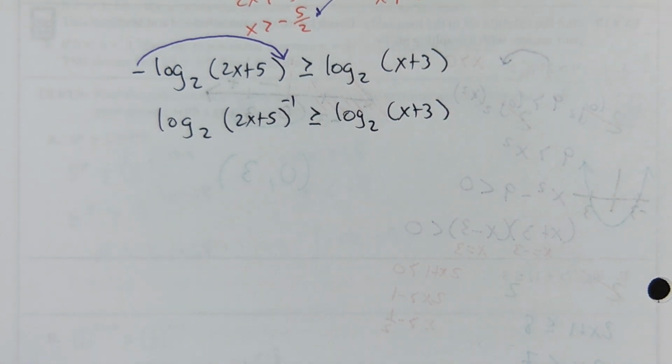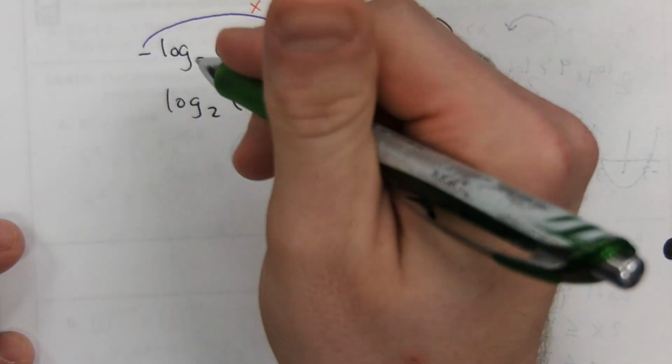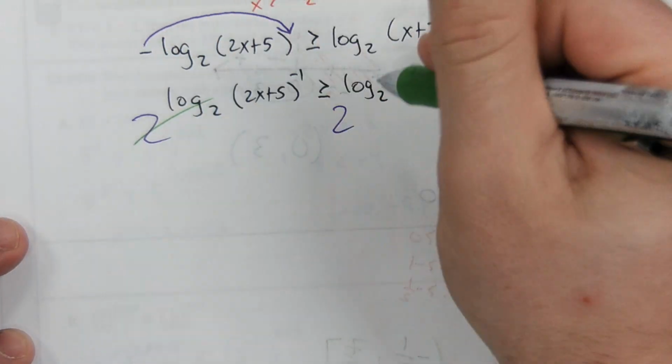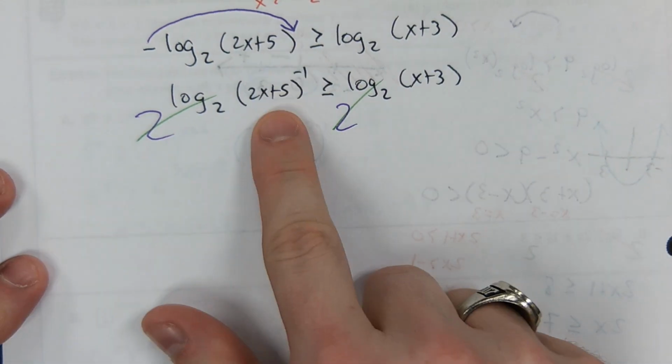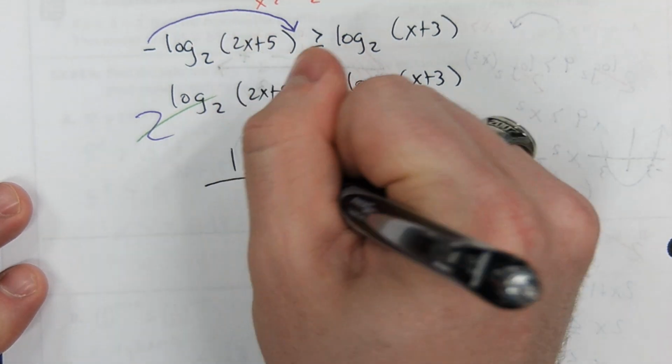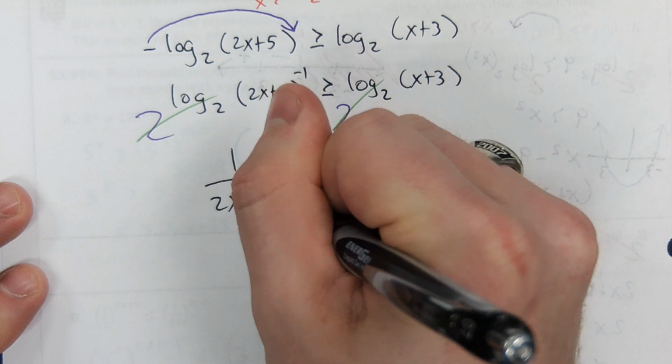Now we have the ability to cancel our logarithms with exponential base 2 on both sides. I'll write in purple, whatever. Exponential base 2 here, exponential base 2 there, and those cancel out like that. Now I'm not going to leave this as 2x plus 1 to the negative 1. Instead, I'm going to write it as 1 over 2x plus 5.